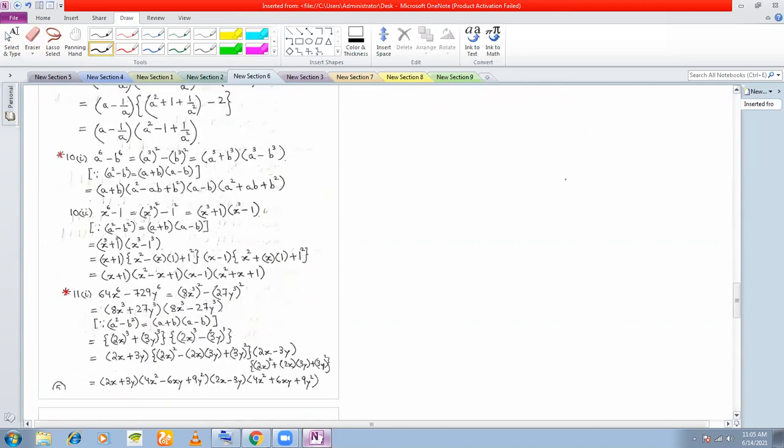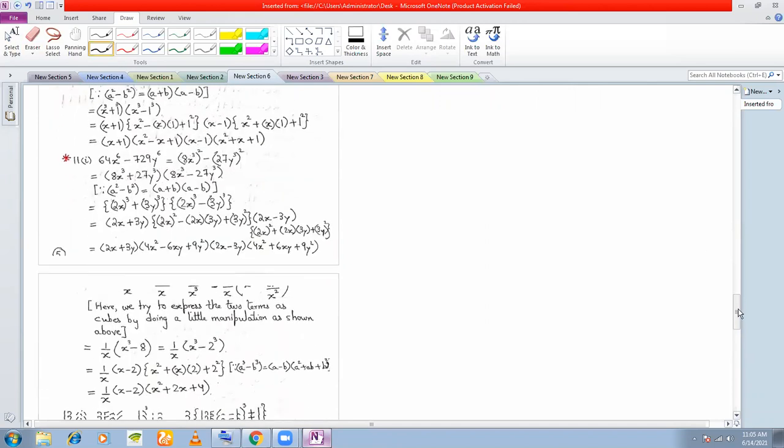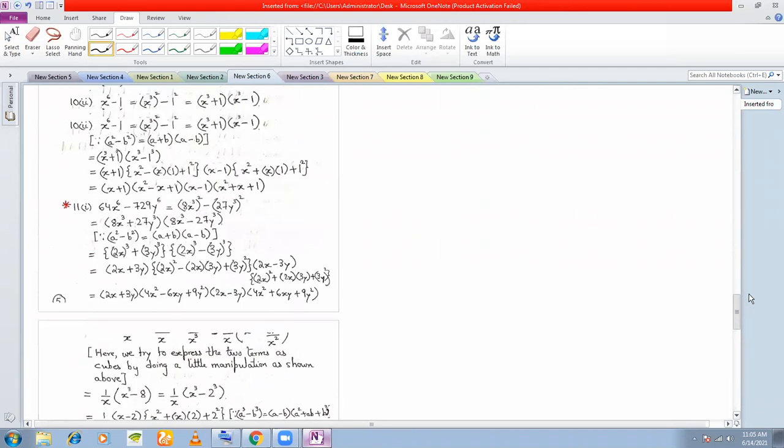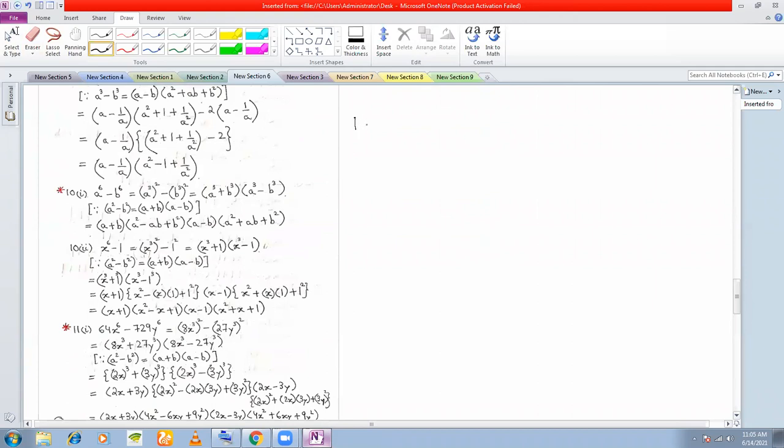10(1). Given expression here is a to the power of 6 minus b to the power of 6. See clearly here, a to the power of 6 can be written as a to the power of 2 into 3. And b to the power of 6 can be written as b to the power of 2 into 3.